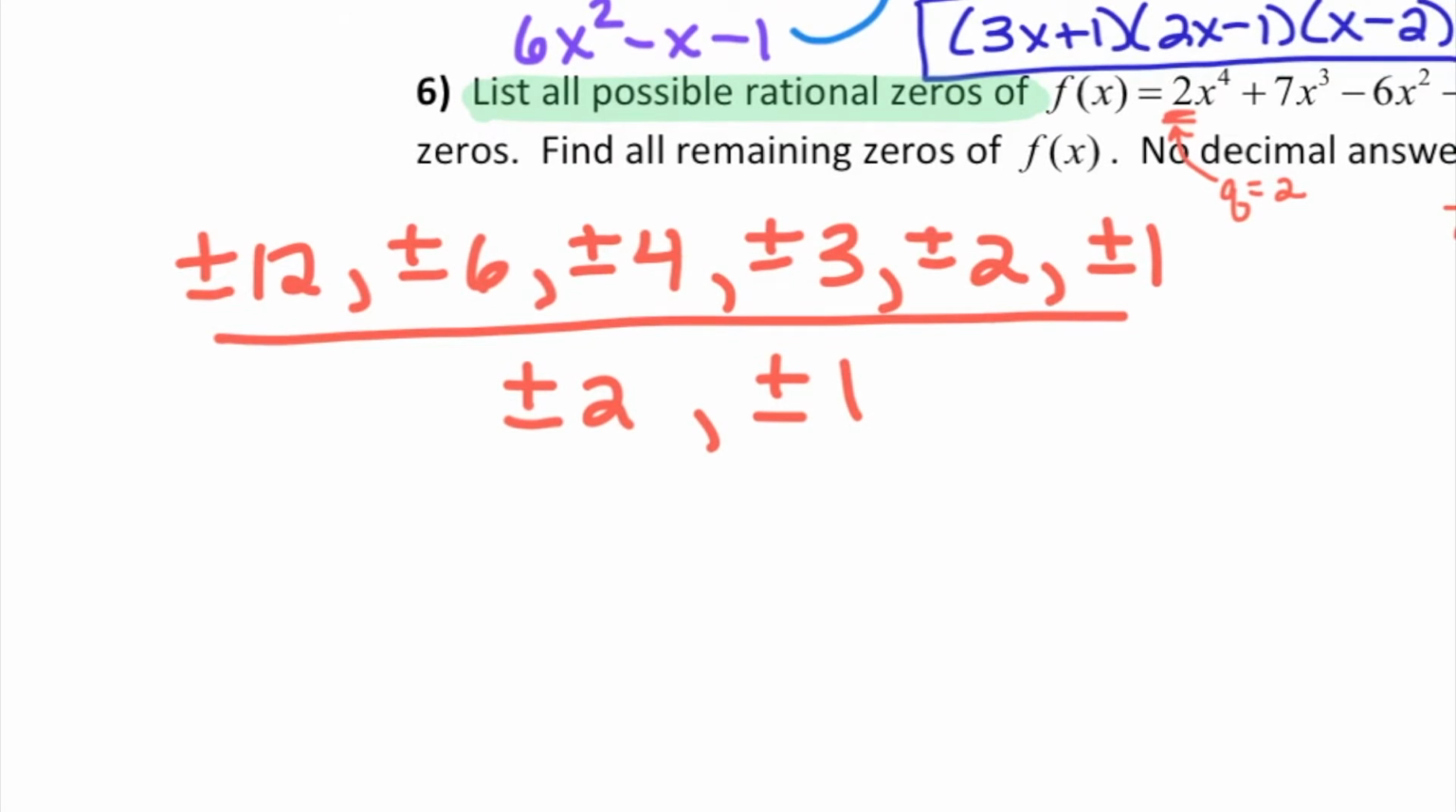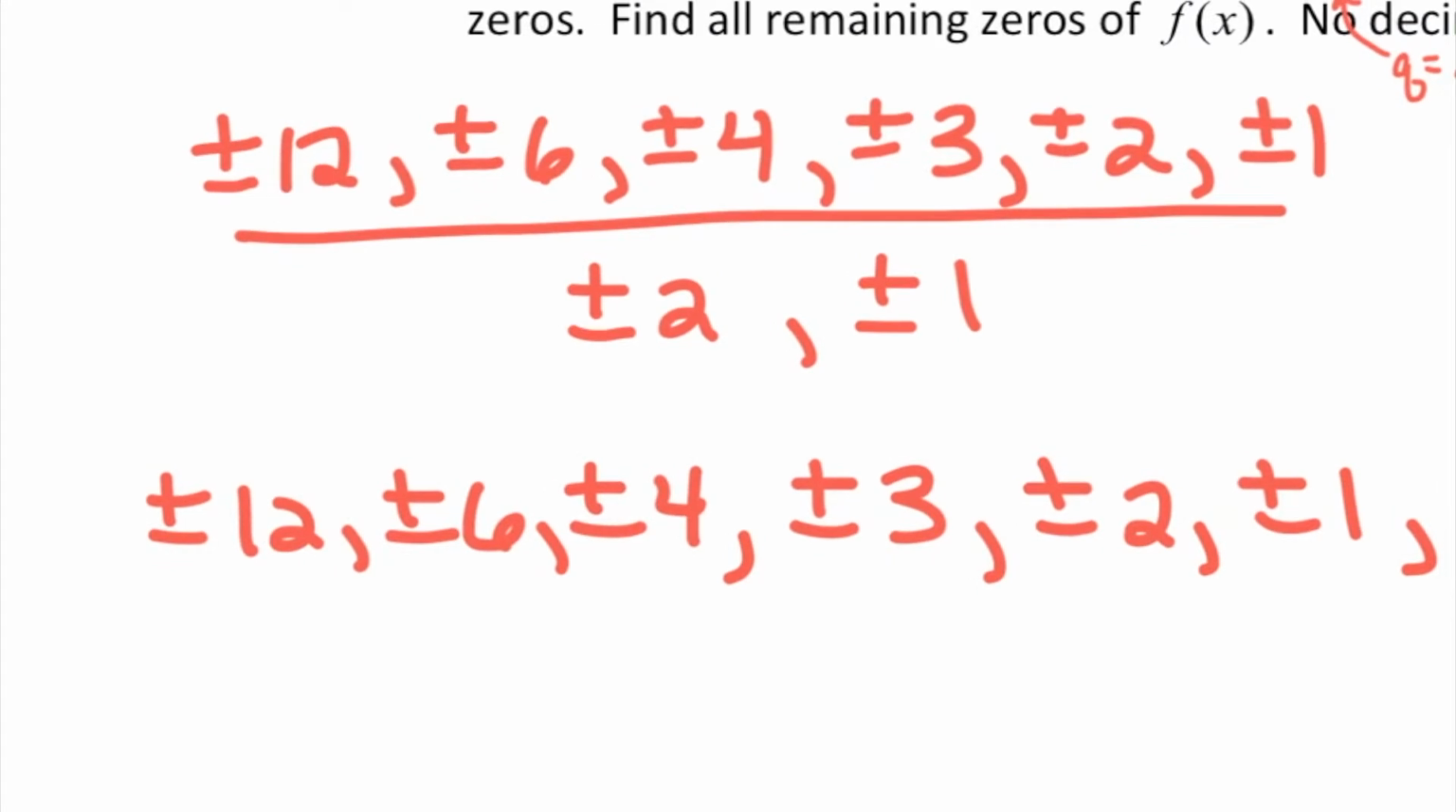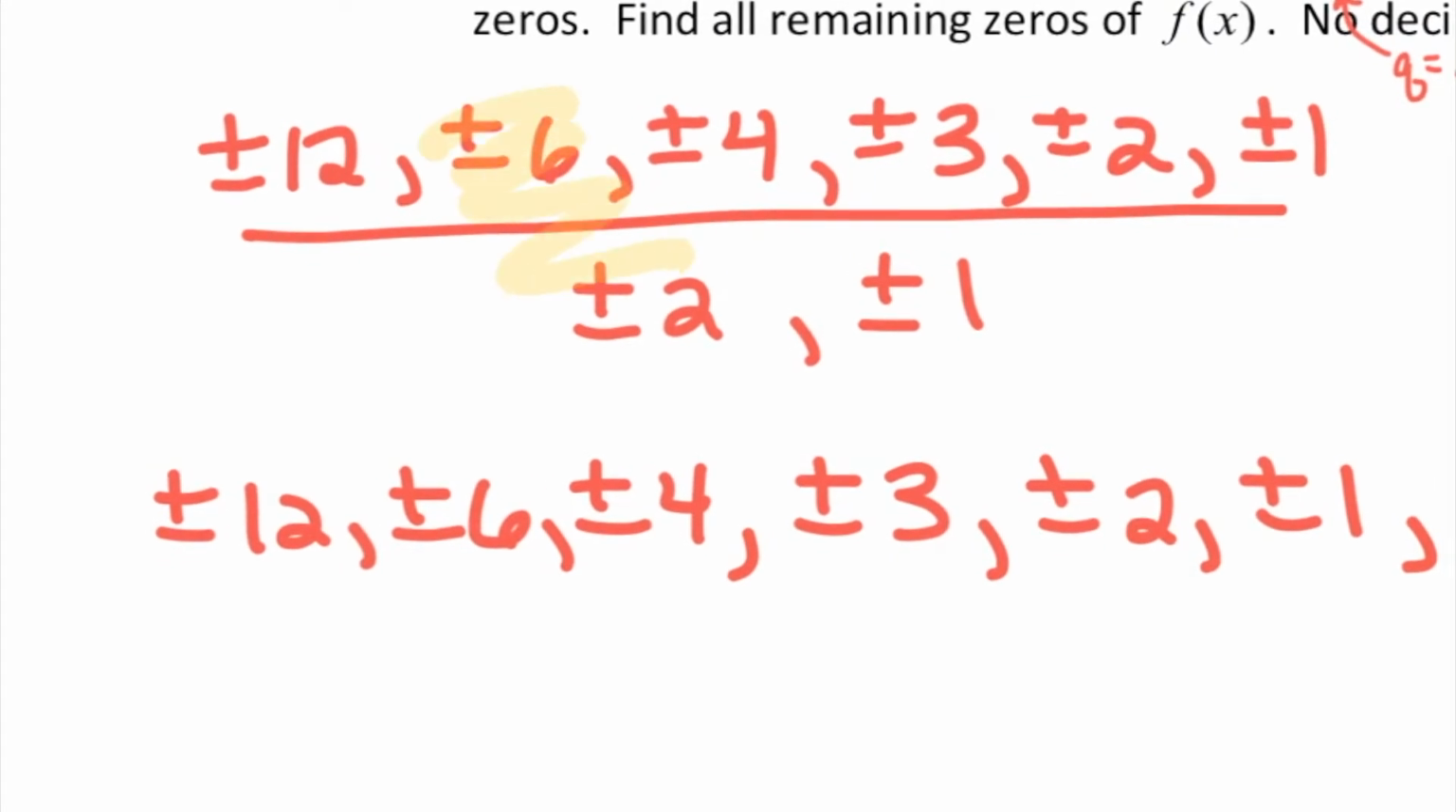I actually want you to write all those out. And so I'll start with the ones because those are the easier denominators. So 12 over 1, 6 over 1, 4 over 1, and so on. So I get plus or minus 12, plus or minus 6, plus or minus 4, plus or minus 3, plus or minus 2, plus or minus 1. And then take each of those over 2. But for example, 6 over 2 is 3, and you've already got 3. So you don't need to write that again.